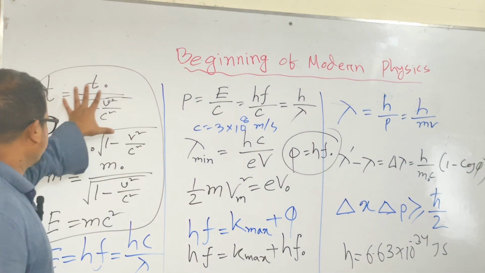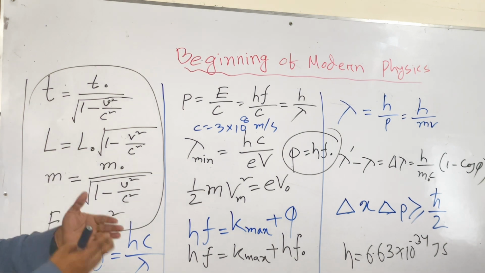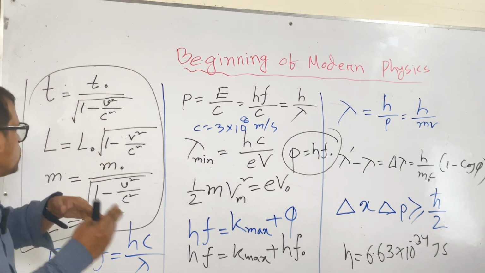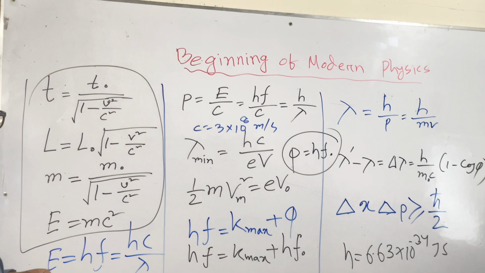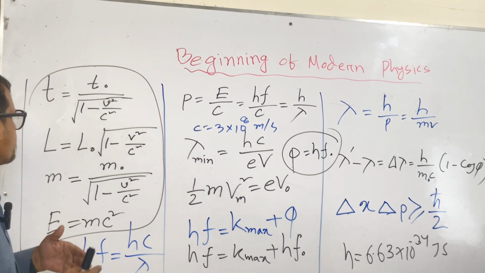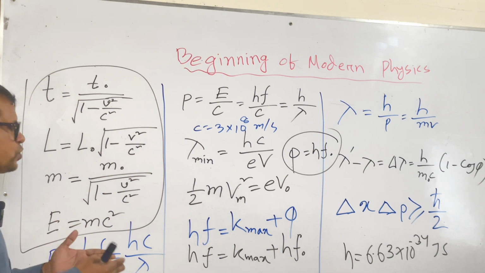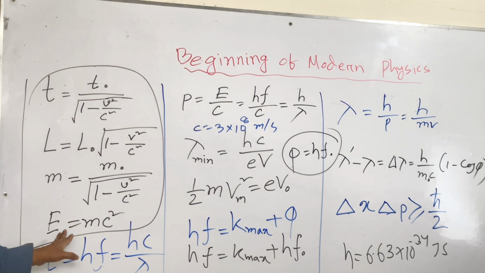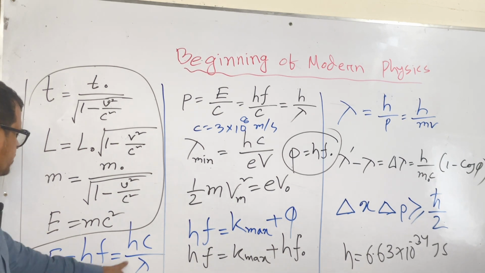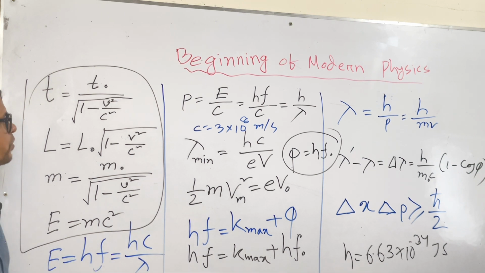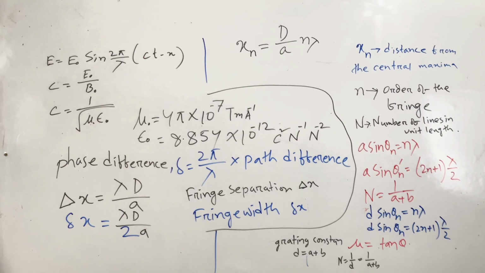And t equals t naught over root 1 minus v squared over c squared, L equals L naught root 1 minus v squared over c squared, m equals m naught over root 1 minus v squared over c squared, and E equals mc squared. Again I say, E equals hf equals hc over lambda. Okay, thanks a lot.